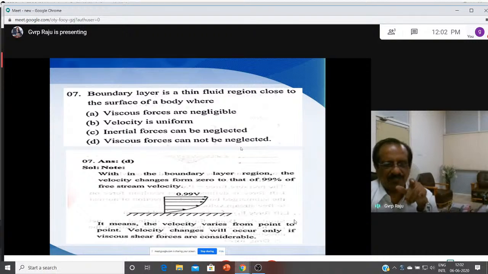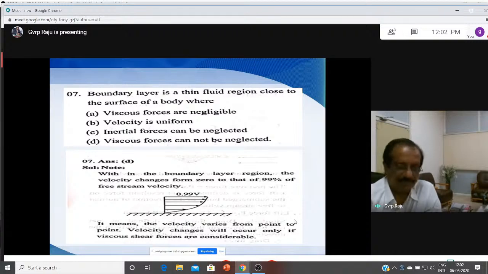The definition of the boundary layer is the velocity change from 0 to the free stream velocity, that is, 0 to 99% of V, the free stream velocity. All of this is because of viscosity. So viscous forces cannot be neglected, particularly for the formation of the boundary layer, and velocity changes will occur only if viscous shear forces are considerable.